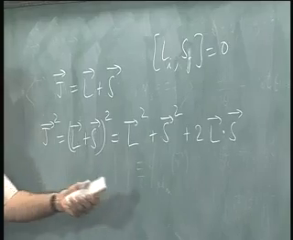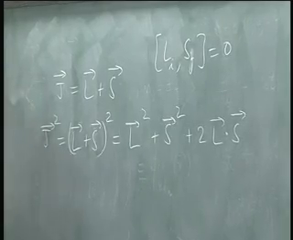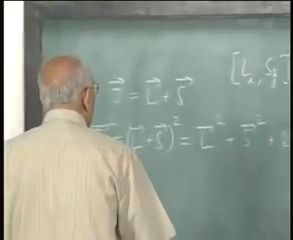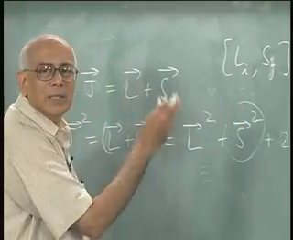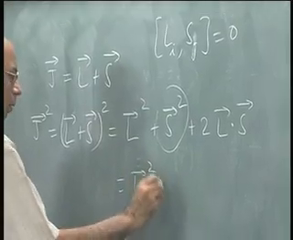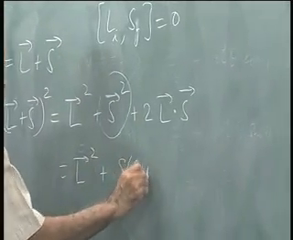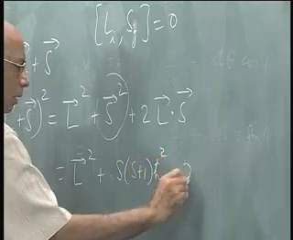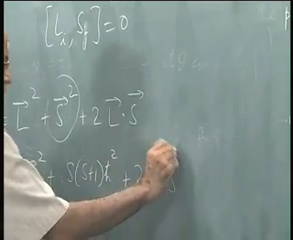So J squared is given by this, but you see, if I am talking about an electron, S squared, no matter what state the electron is in, you are always in an eigenstate of S squared with eigenvalue s times (s plus 1) h cross squared. So this portion becomes redundant, it is just a constant added to the whole thing. So this is L squared plus s times (s plus 1) h cross squared plus 2 L dot S.